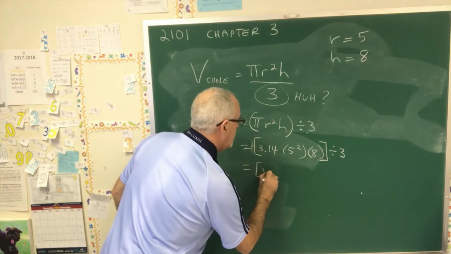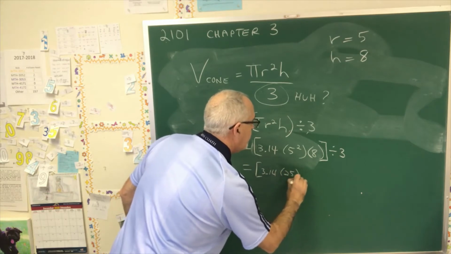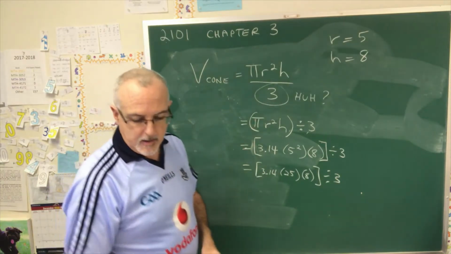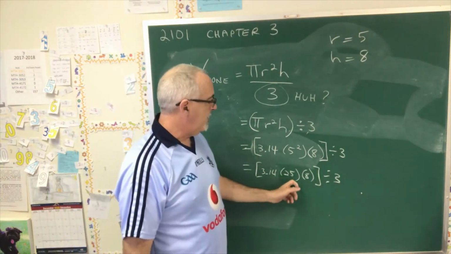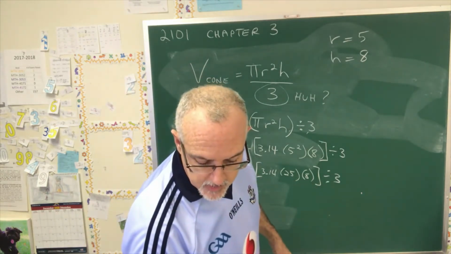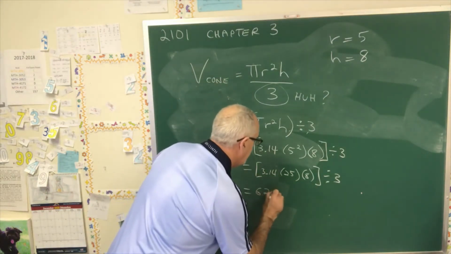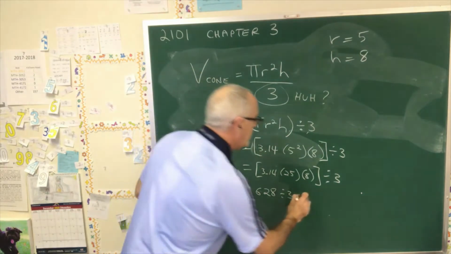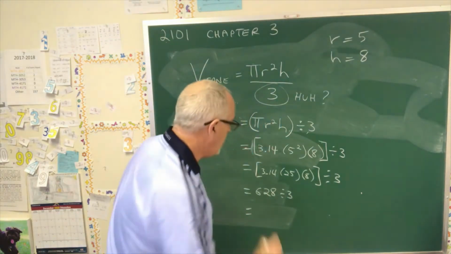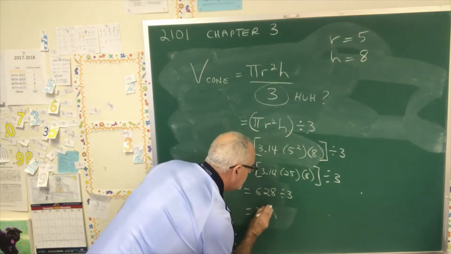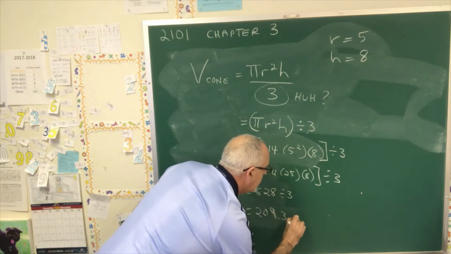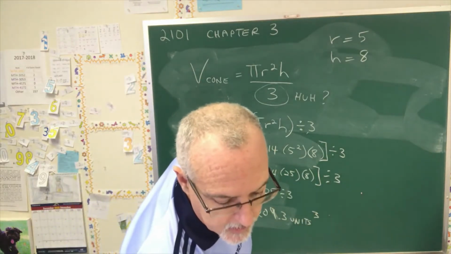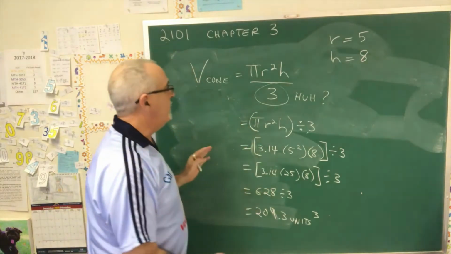BEDMAS, 5 squared is 25. Well, we're just racing to the end of this problem, aren't we? When we multiply the 3.14 by the 25 by the 8, we get 628. But we still have to divide by 3, because that's what we do in the volume of the cone formula. So we have an answer of 209.3. Again, that is rounded. And I'm writing units cubed, because it's a volume. Okay, that's enough for the geometry formulas for this review.